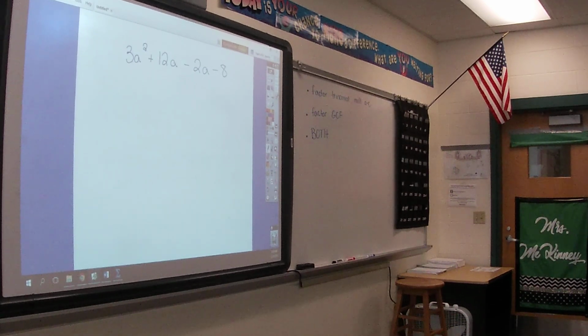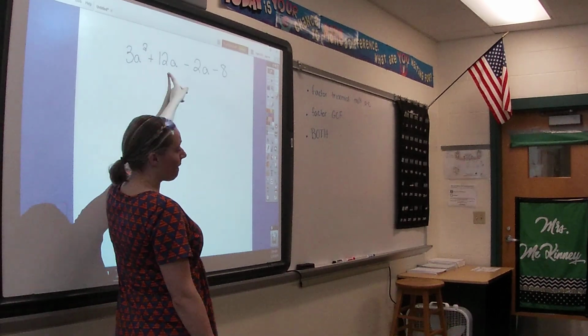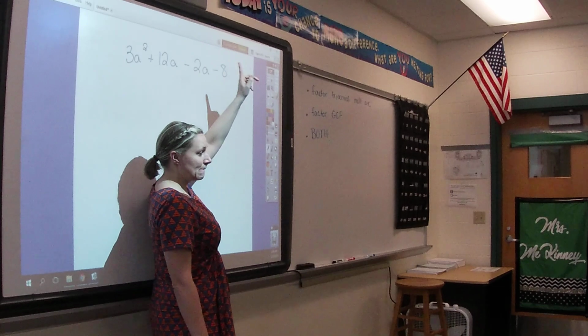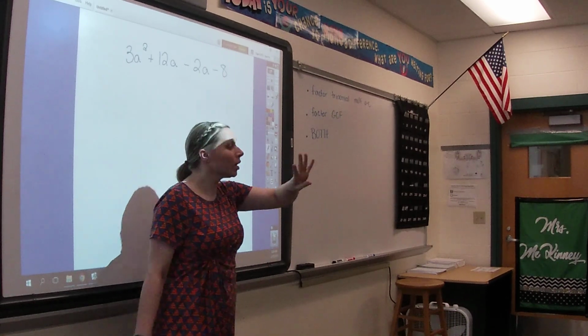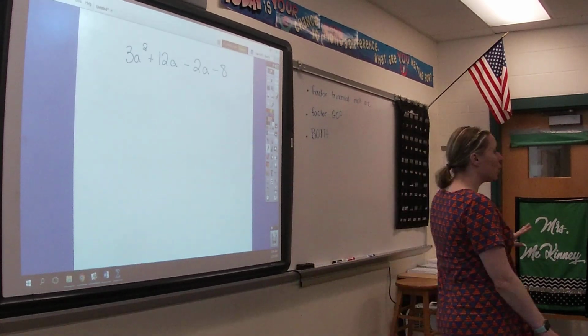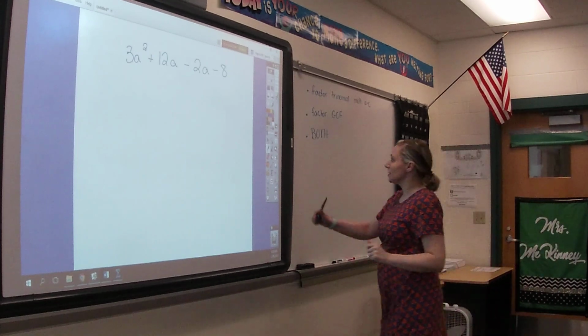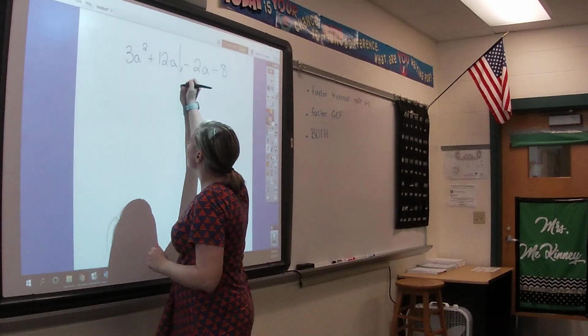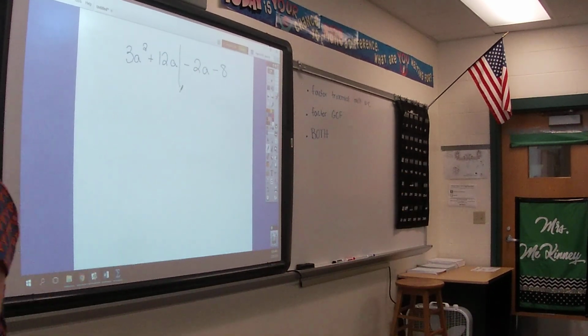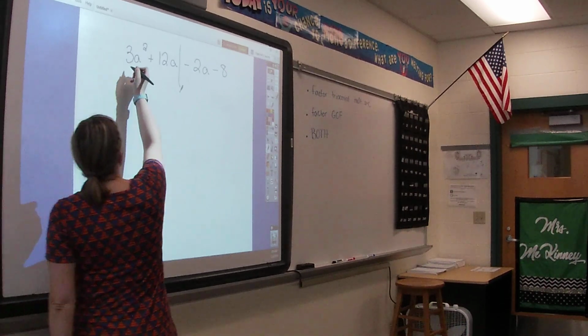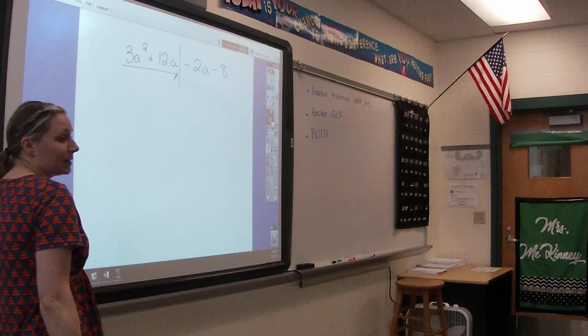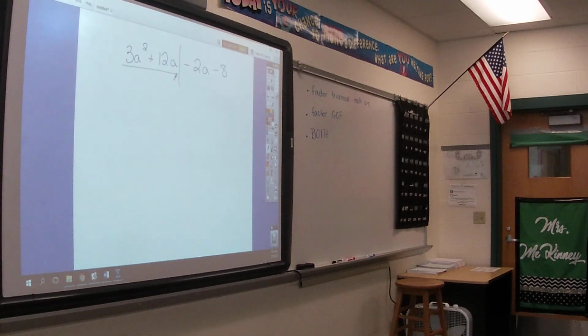Step 2 says count the number of terms. 4 terms. So how do we factor 4 terms? Grouping, so we're going to split it in half. And then divide the left side by 3. Okay, so we're going to look for the GCF over here on the left-hand side. 3A. 3A.